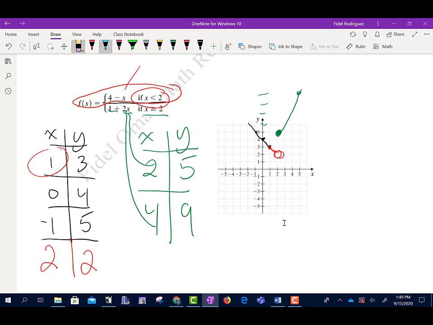I'm going to try to draw this again, but without using just one color. So my line would look, oops, let me erase this. My line would look something like this.